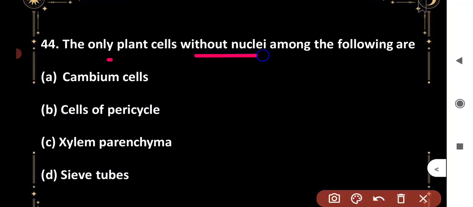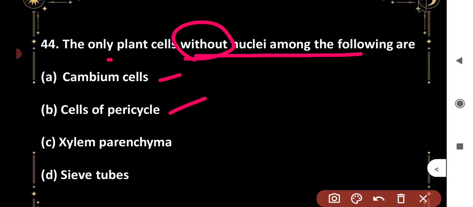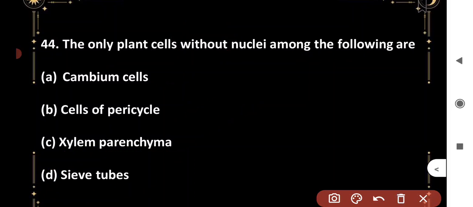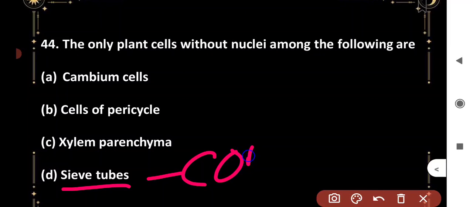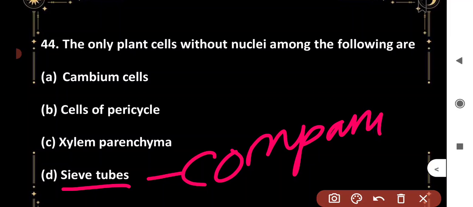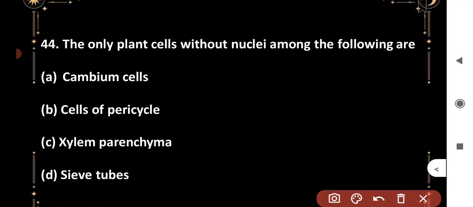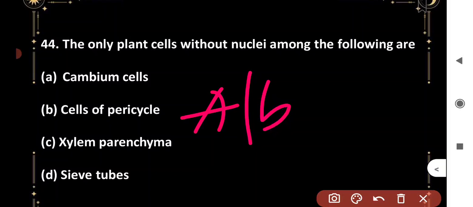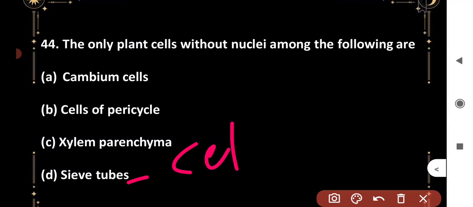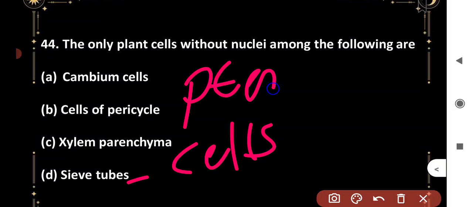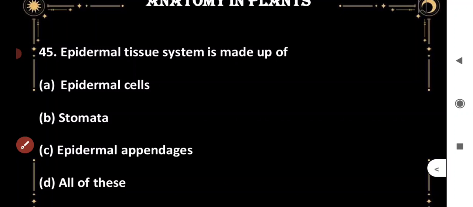Now, the only plant cells without nuclei among the following are: cambium cells have nuclei. Cells of pericycle, yes. Parenchyma, yes. Xylem parenchyma is living, so it has nuclei. Sieve tubes do not have nuclei, so their functions are carried out by companion cells. In gymnosperms or pteridophytes, these are albuminous cells, and the sieve tubes become sieve cells in pteridophytes and gymnosperms. Okay, let's go to the next question.